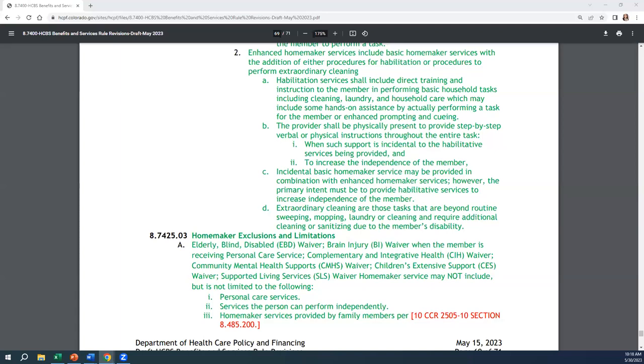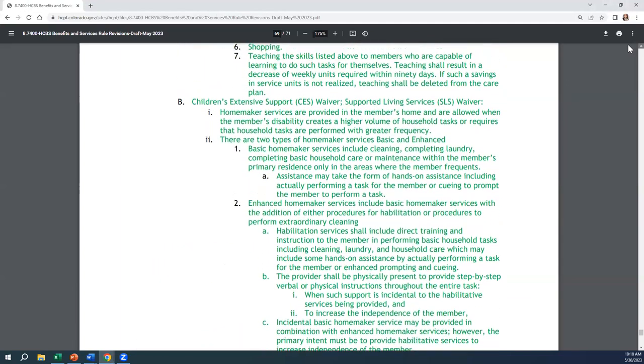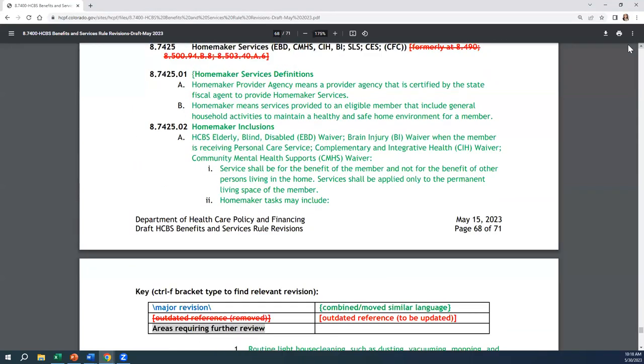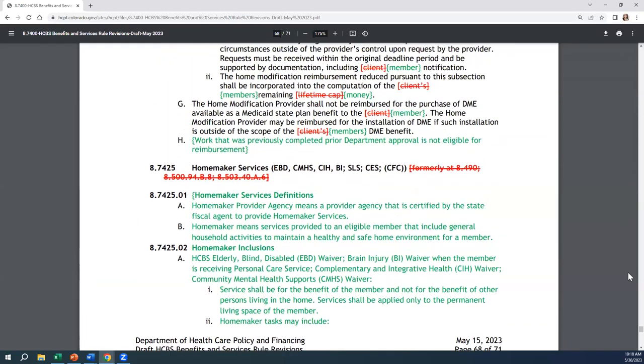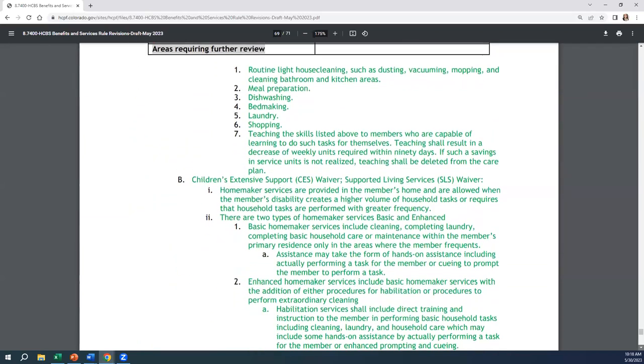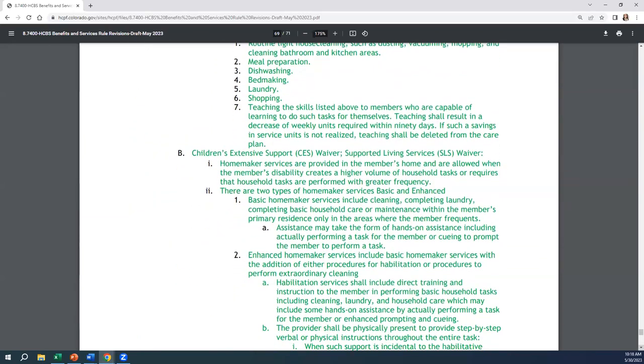If we can scroll up to the teaching portion, I think that we can clarify that a little bit. So Betty, your comment. First of all, thank you for that comment. It's just a little bit down on page 69, the very top of page 69. Thank you. So it lists out these homemaking tasks, and then number seven talks about teaching the skills. So Betty, that's really where we talk about decreasing the weekly units. It's strictly related to the teaching aspect, not all homemaking services. Does that help?